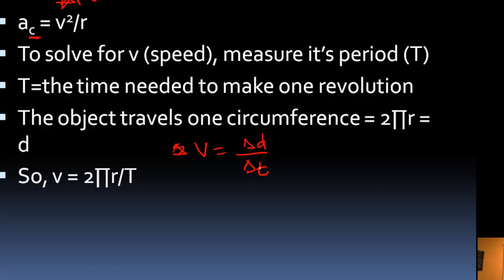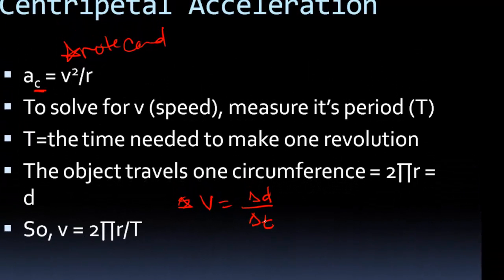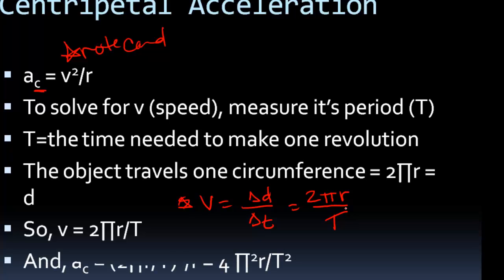change in time. Now if we relate it to a circle, we know that the distance traveled is one revolution, which is equal to the circumference. And we know that the time it takes to do that is specifically known as the period, or capital T. And so now our rearrangement of velocity becomes 2 pi r over capital T. And this is specific for circular motion.